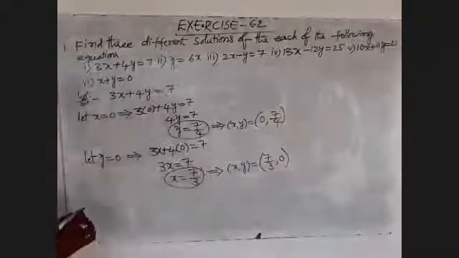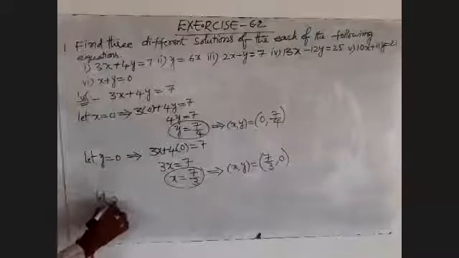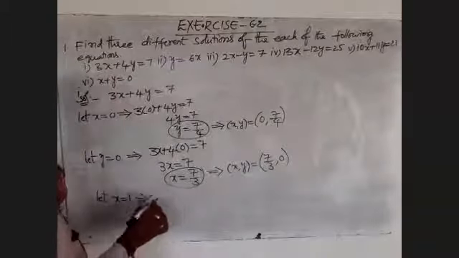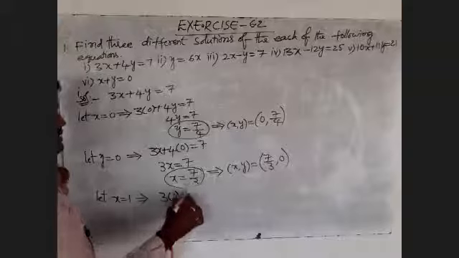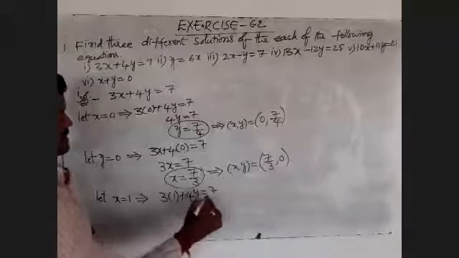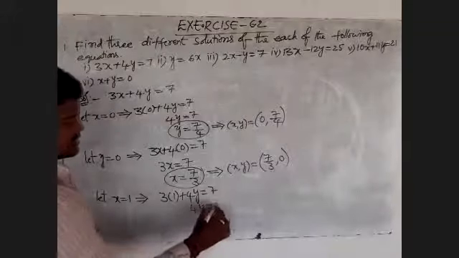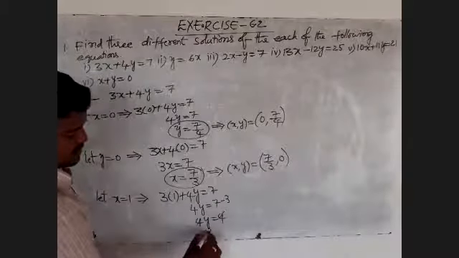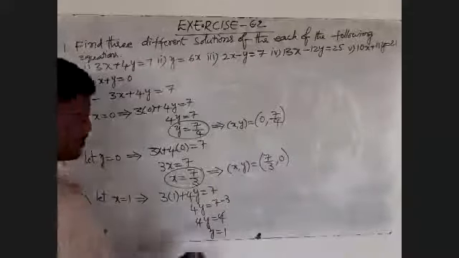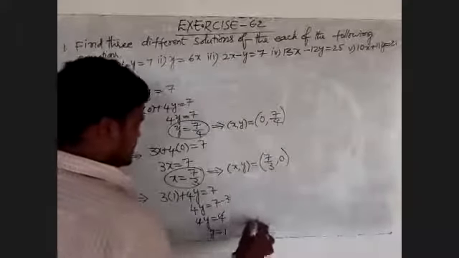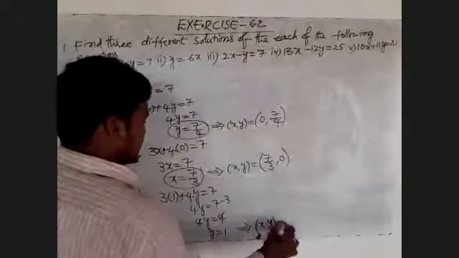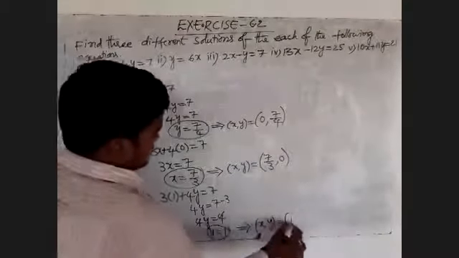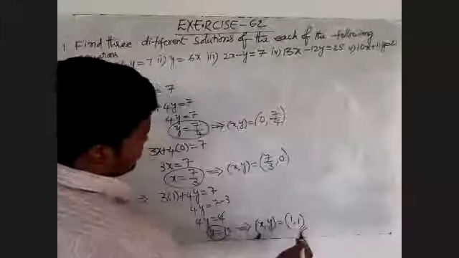Now I am going to the next one, that is, let x is equal to 1. We will substitute in this given equation. 3 into 1 plus 4y is equal to 7. That is, 4y is equal to 7 minus 3. 7 minus 3 is 4. 4 and 4 will be cancelled, that is, the value of y is 1. The ordered pair x comma y is where x is 1, y is also 1. We'll take the point 1 comma 1.